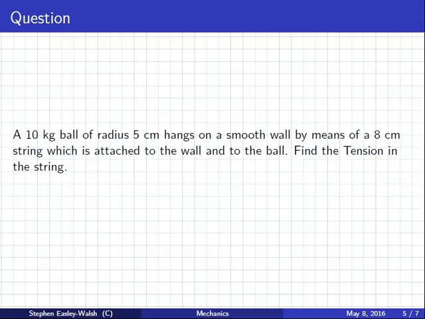A 10 kilogram ball of radius 5 centimeters hangs on a smooth wall by means of an 8 centimeter string. Do you remember what a string is? Good. So there's a ball and there's a string and it hangs on a wall. Do you think you can try and draw that? If you can't draw it, just write it down.